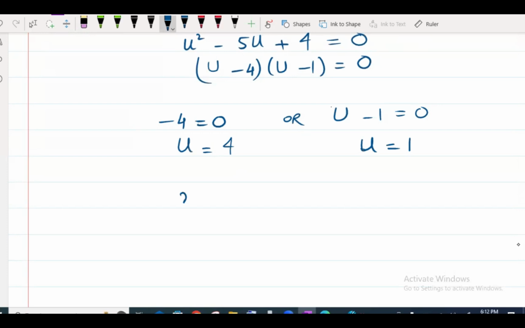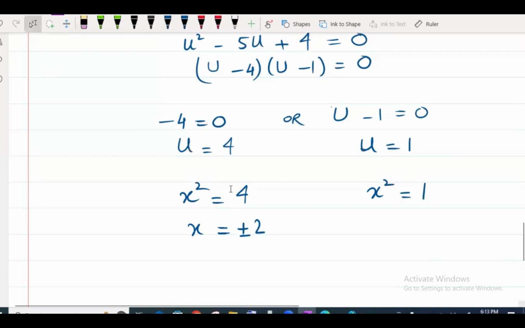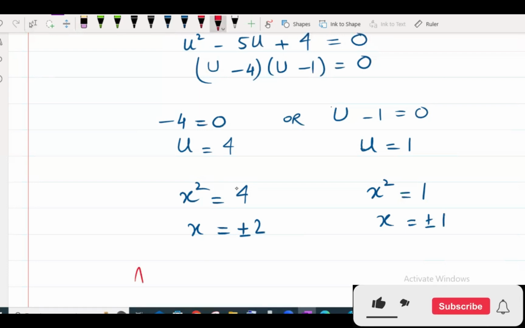Now, because we assumed x squared was equal to u, x squared equals 1 or 4, so x equals plus minus 1, and x equals plus minus 2, because when you shift the square to the other side, it will be plus minus square root. We have the answers x equals plus minus 2 or x equals plus minus 1.